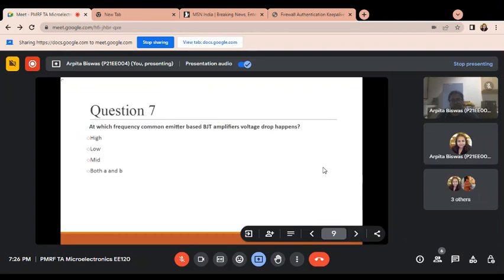Thanks. So next we are moving towards question number 7. At which frequency does the voltage drop happen in a common emitter based BJT amplifier? High frequency, low frequency, mid frequency, or both A and B? Have you heard about this BJT amplifier where the voltage drop happens? Okay, Samuel and Tarun.